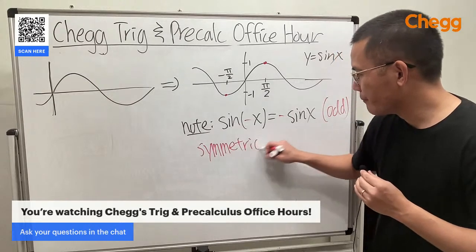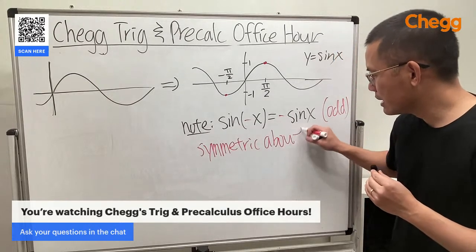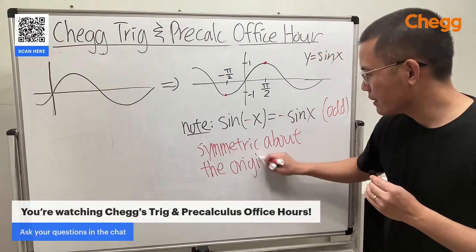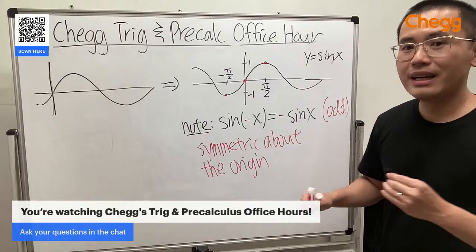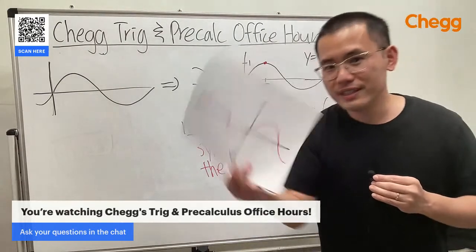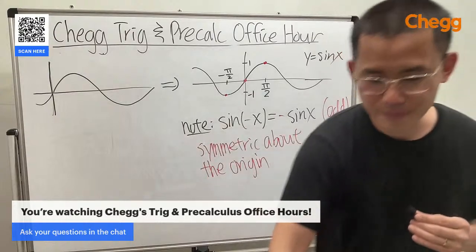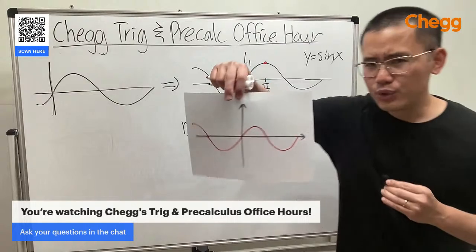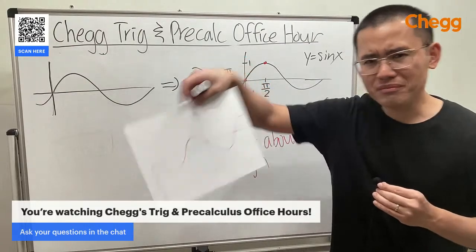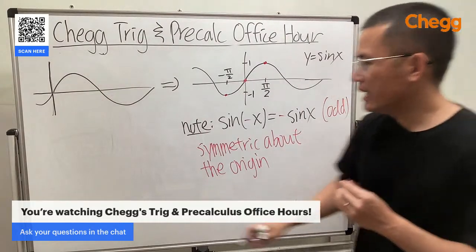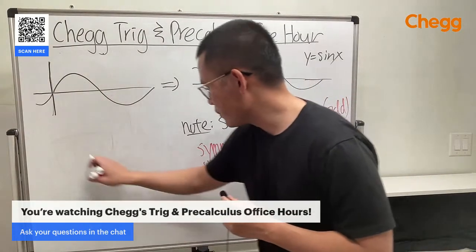Symmetric about the origin, which is this point right here. And that's exactly what I was doing. If you rotate this 180 degrees, you get back to the original. For the even and odd, it's just left and right flip. But if you do the left and right flip, you see it's not the same. So this is odd.